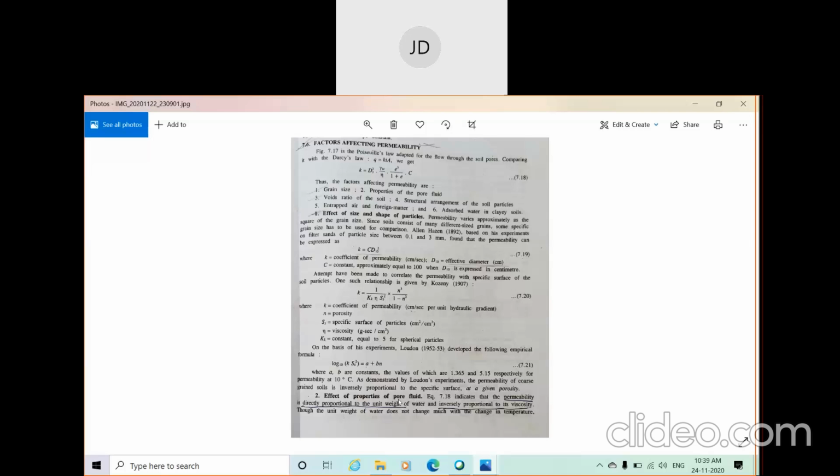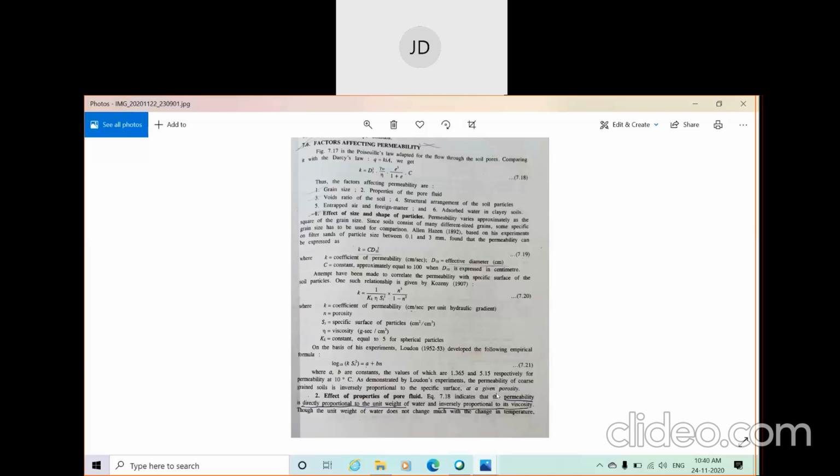Next, we can say the effect of properties of pore fluid. So when you say properties of pore fluid, what are they? Like unit weight of water or unit weight of fluid, and viscosity. These two factors may affect the permeability of soil. I am repeating, that is unit weight of water and viscosity of water, or you can consider any fluid.